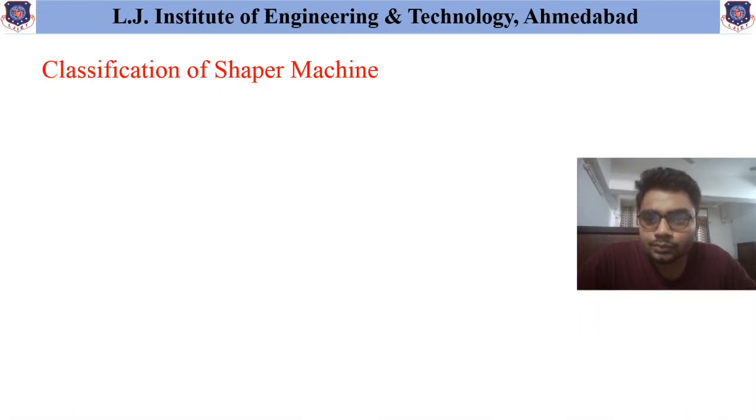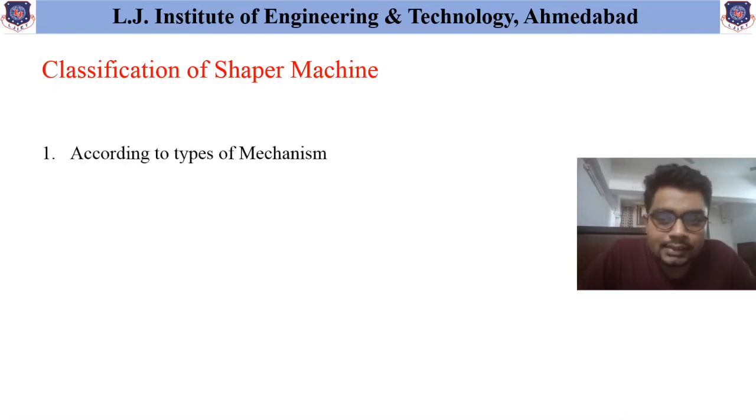Now let us understand the classification of the shaper machine. As we have seen, there are different parts available in the shaper machine, and these parts can be arranged in many different manners to operate and to obtain different types of the shaper machine. So now the first type is according to the type of the mechanism.